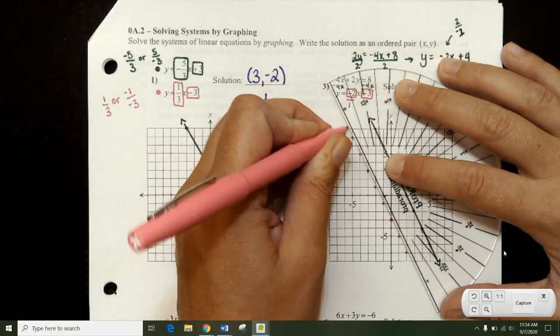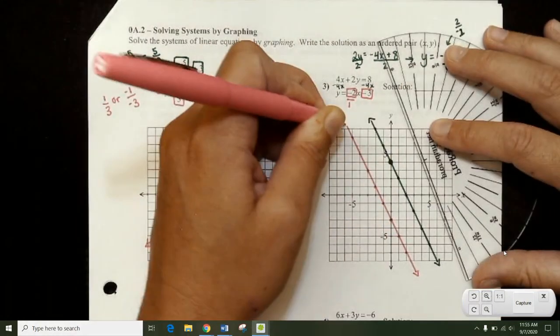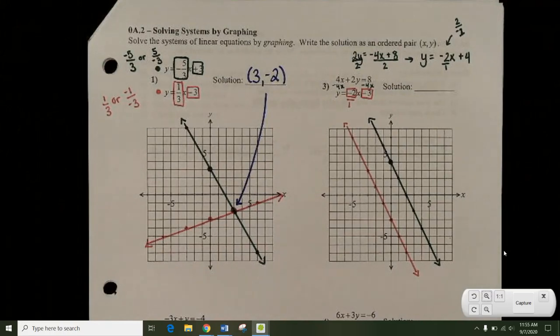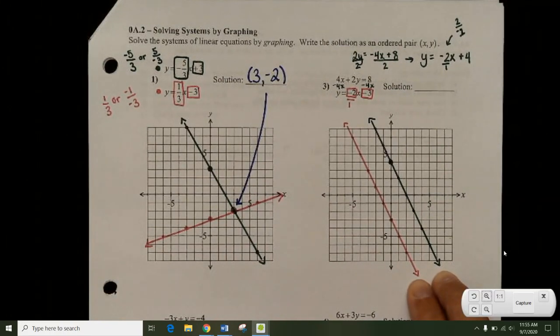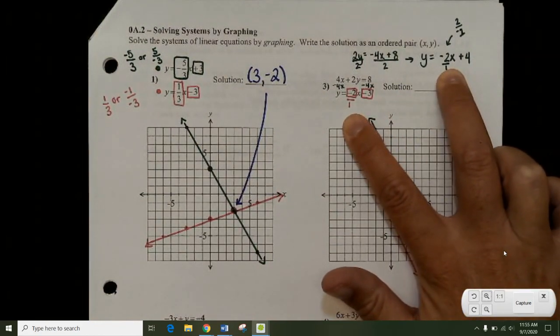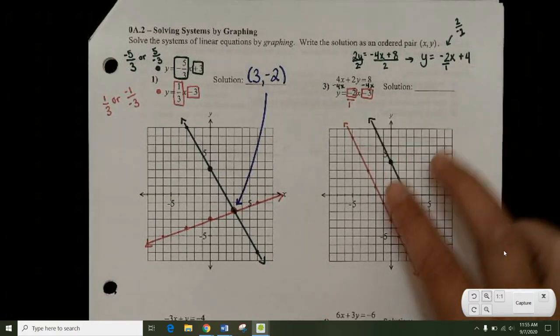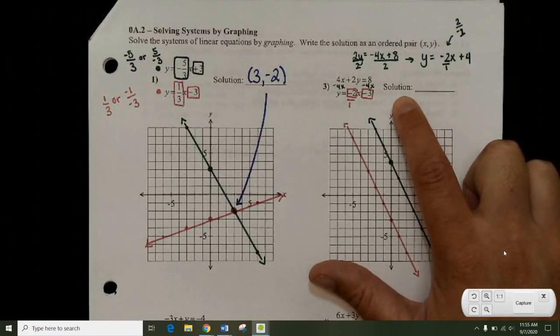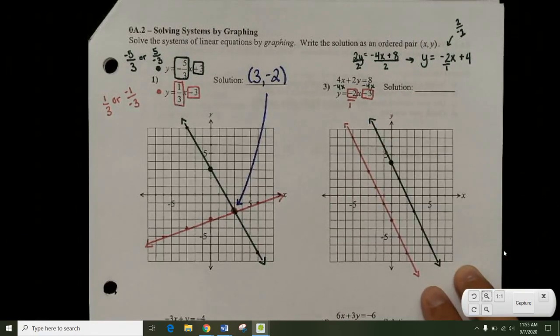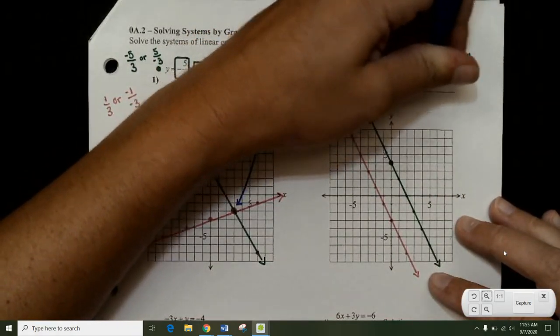Now there is a specific word for that, or there's actually a few words. So what you're probably thinking is those are parallel lines, and you're absolutely correct. Parallel lines have the same slope. Those both had a negative 2 slope. Parallel lines have the same slope, different y-intercepts. Now, when you're looking for a solution and they don't intersect, there is no solution. So there is no point which satisfies both equations. They never intersect. So the solution, there is no solution. So I might write no solution.